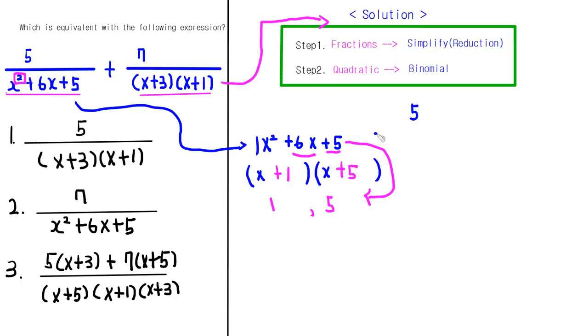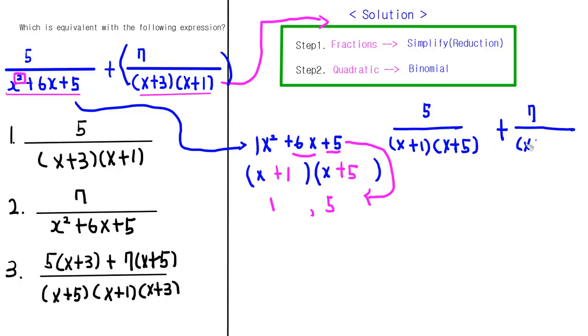5 over x squared, so let me write this down again. 5 over x squared plus 6x plus 5. Instead of this, we can replace it with the binomials, which is equal to x plus 1 times x plus 5. Plus, we bring this term right over here, 7 over x plus 3 times x plus 1.